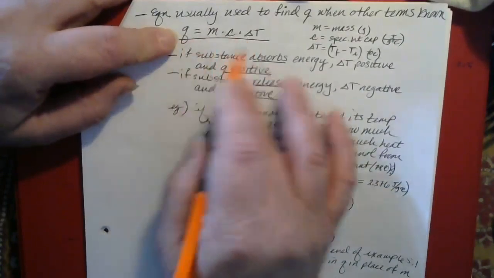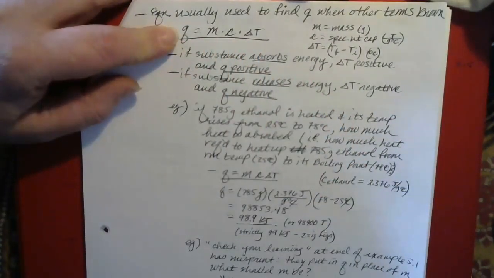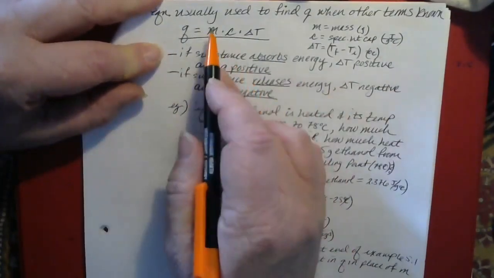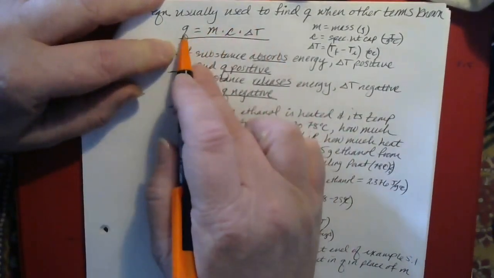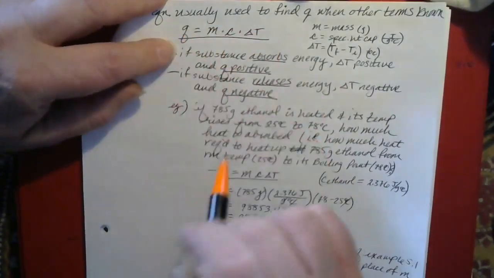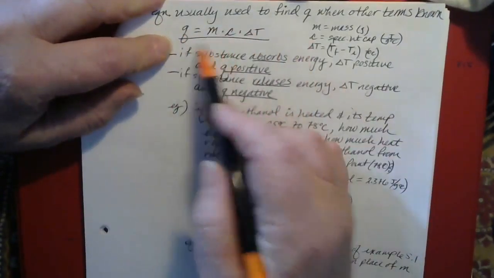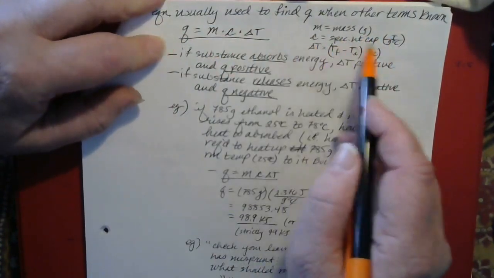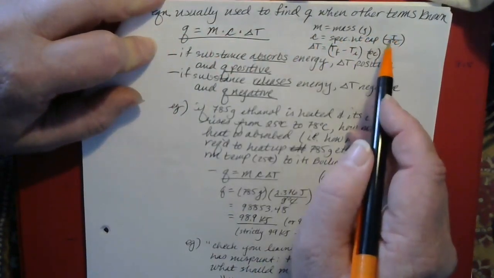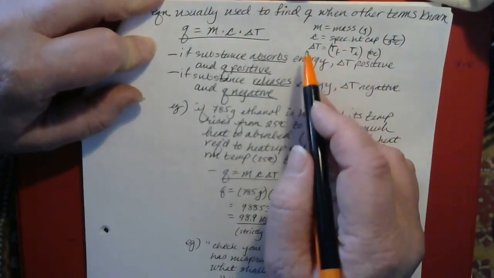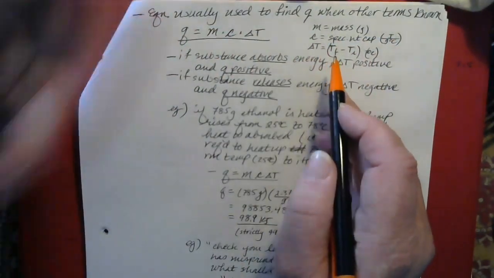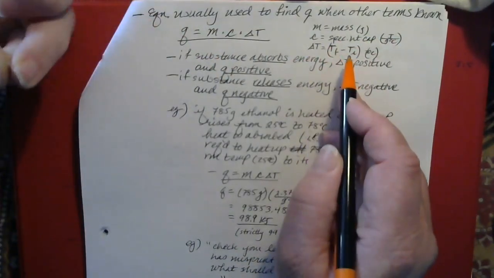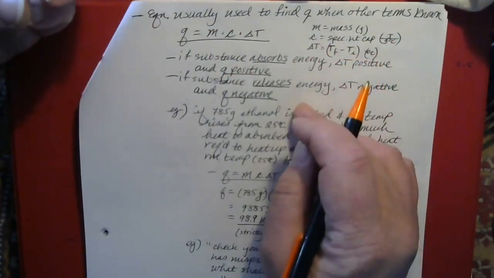And so what we usually do is we'll run a reaction in a well-insulated container, so there's no heat transfer in or out. And then we'll use this equation to find out how much energy was involved in the reaction. And again, in this equation, M would be mass, usually in grams. C would be the specific heat capacity, usually in joules per gram degree Celsius. And delta T is the change in temperature, which again is just final temperature minus initial temperature, and that would be in degrees Celsius.